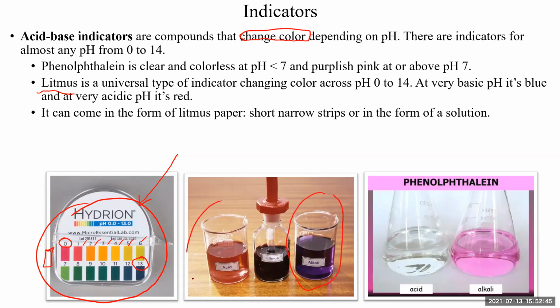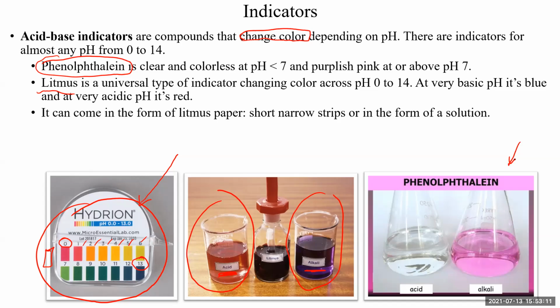Litmus can also be in the form of a solution. Notice the acidic solution is red and the alkali or base solution is bluish purple. Now, the other very common type of indicator, used especially in school labs, is phenolphthalein.